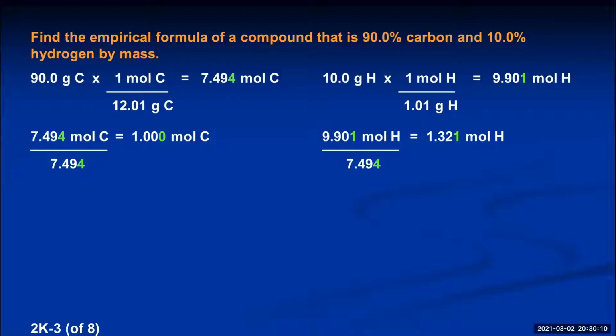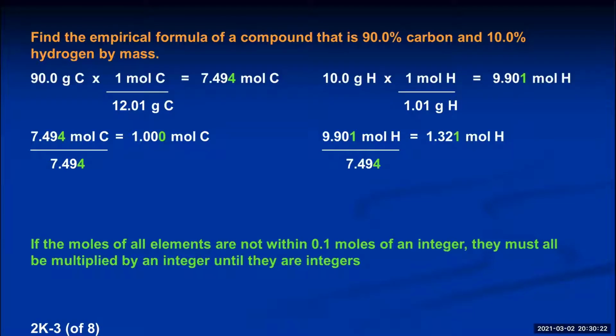So here's what you do. You take both numbers, and you've got to keep the ratio the same, 1 to 1.32. You try multiplying them by successive numbers. The first number you try is multiplying by 2. So if the moles of all elements are not within 0.1 moles of an integer, they all must be multiplied by an integer until you make them integers. And so the first thing we're going to try is to multiply both of those by 2.